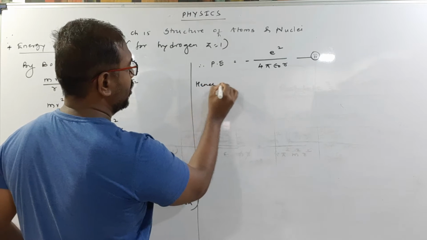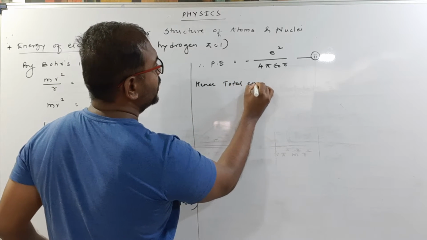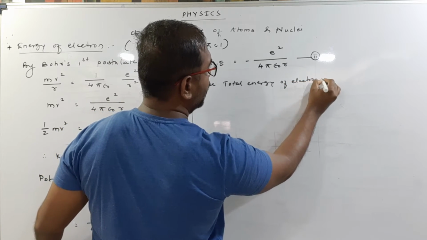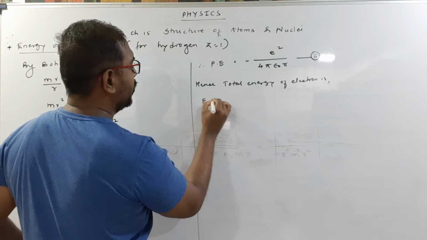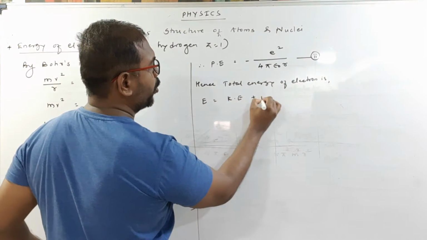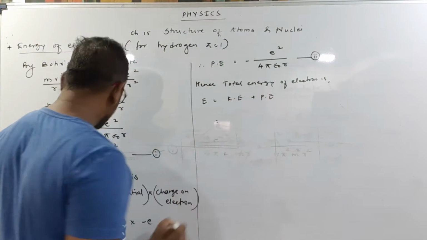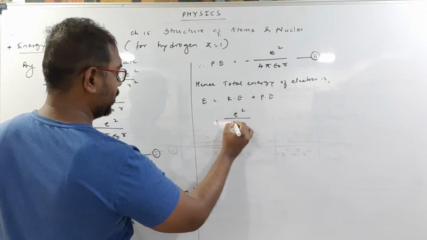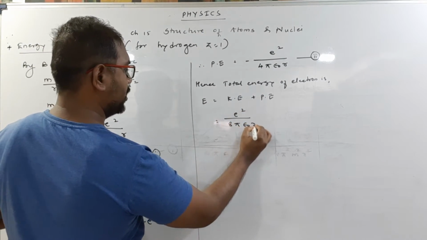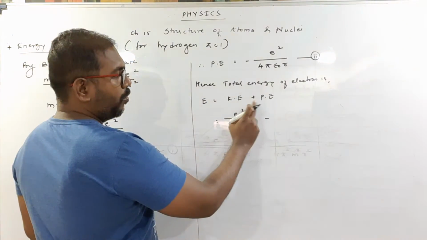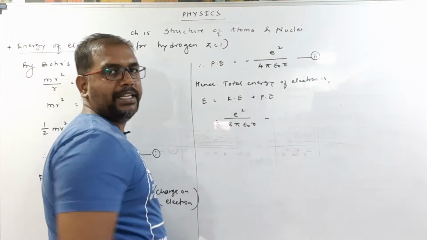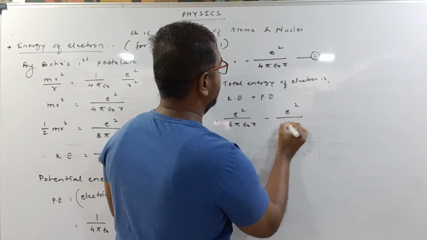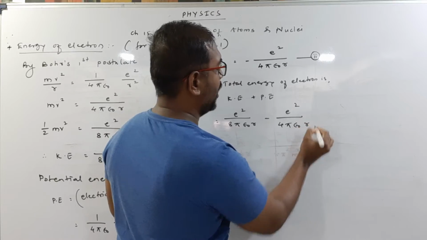Hence, total energy of electron, E, is equal to kinetic energy plus potential energy. Now here kinetic energy is e square divided by 8 pi epsilon 0 R minus. Why minus? Because potential energy has a minus sign here. So here minus is coming, e square divided by 4 pi epsilon 0 R.